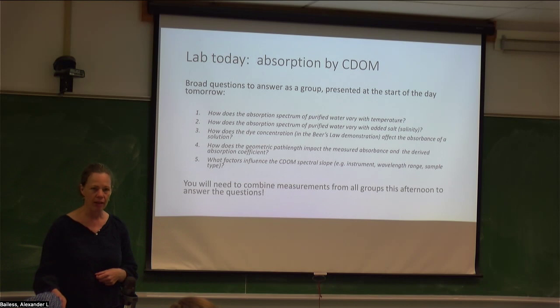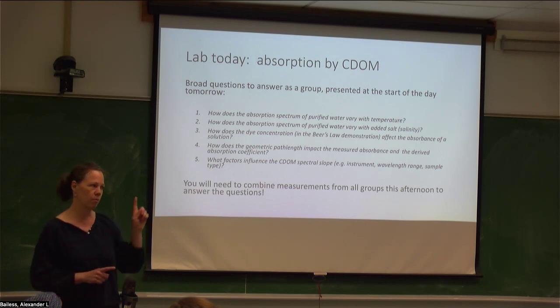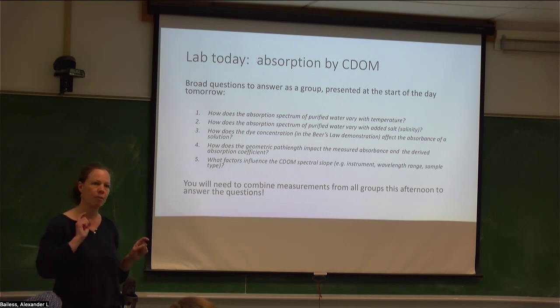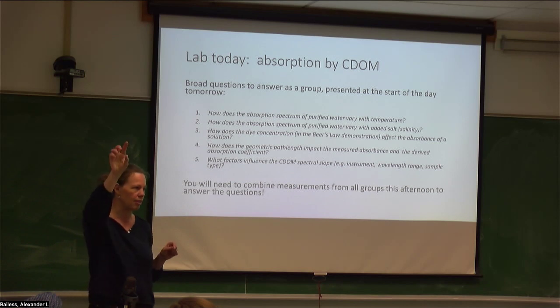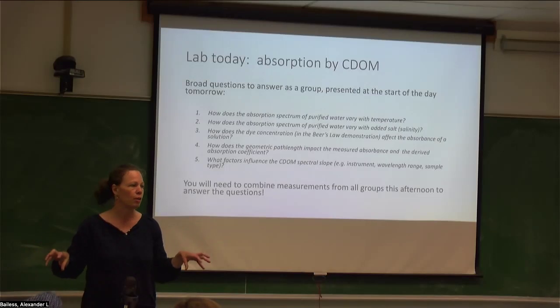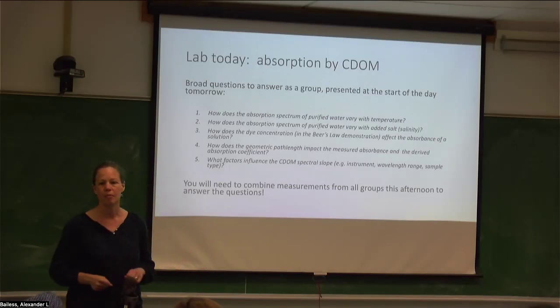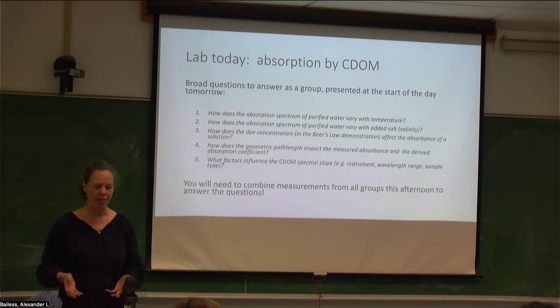The impact of geometric path length, meaning the path length the light goes through, on the measured absorbance and the absorption coefficient. And then we'll be measuring water from the estuary out here and from Damariscotta Lake, which is the freshwater body at the top of the watershed here. So you'll have two different natural water samples, and you can look at CDOM spectral slope along this watershed. Like I said, you're going to have to figure out how you want to divide and conquer to carry out the analysis for tomorrow. So that's the big overview.